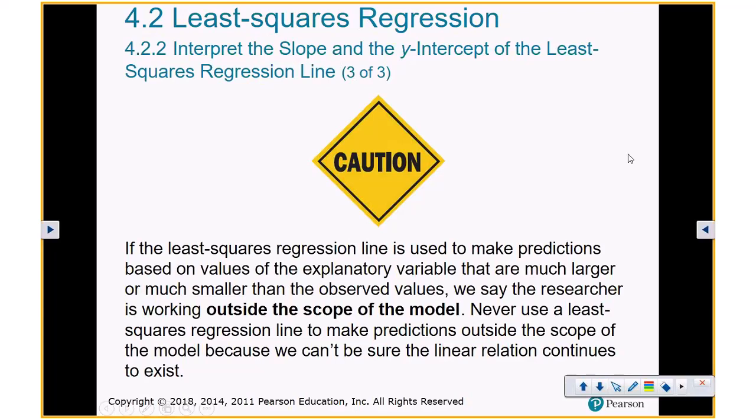So let's say your graph goes to x equals 20. Should you do a prediction for 30? No. You could, but it's not advisable because you're only using the points that you have on the graph. So the points that you have on the graph only are going to predict as far as your graph goes. So you don't want to use a prediction for 30 when your x only goes to 20 on the graph. Capiche? Y'all settle down.